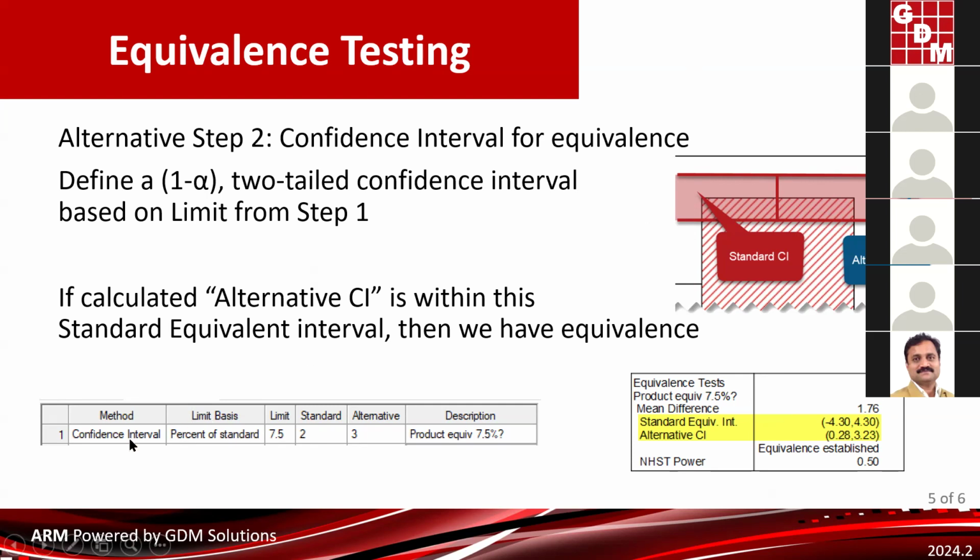So just a couple quick screenshots, same process as before. The only difference is the method chosen here, that there's the confidence interval method. My example is the same otherwise, the 7.5%. And here then in the output, there's just less numbers, I guess, less rows here. We see the standard equivalent interval from negative 4.3 to 4.3, and the alternative confidence interval 0.28, 3.23. So again, visually speaking, you're hoping that alternative CI is contained entirely within the bounds of your standard, which we have in this case. It's near the top end, but it is totally within that. And so again, we have that phrase here where the equivalence is established.